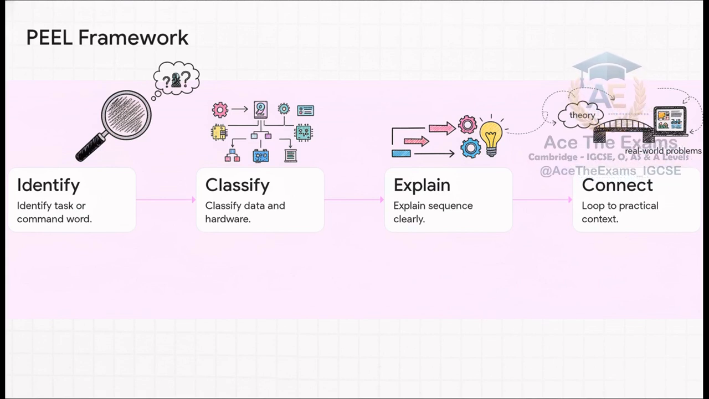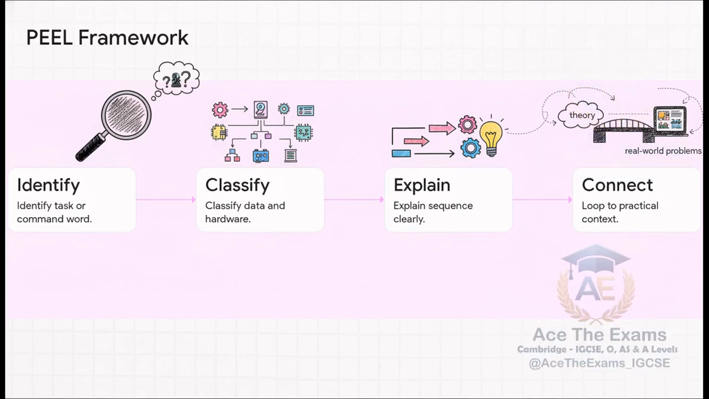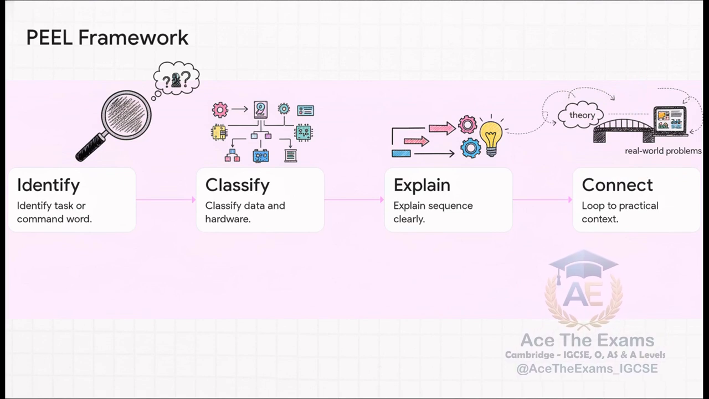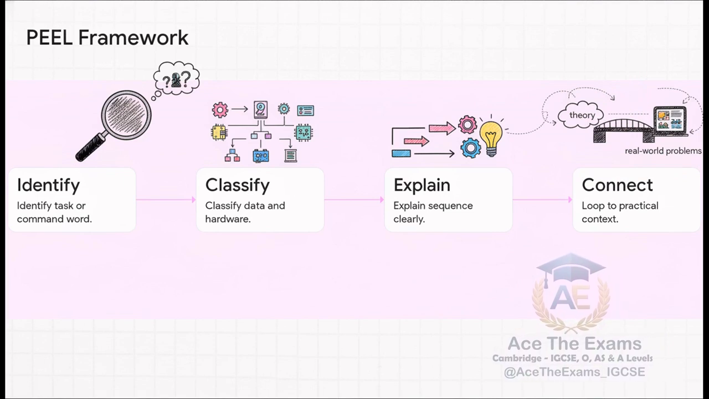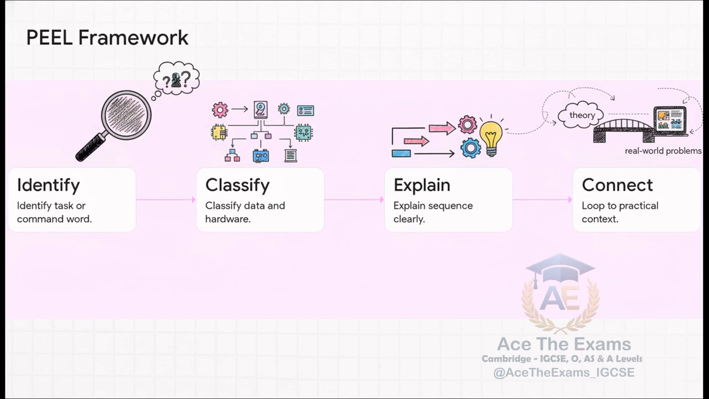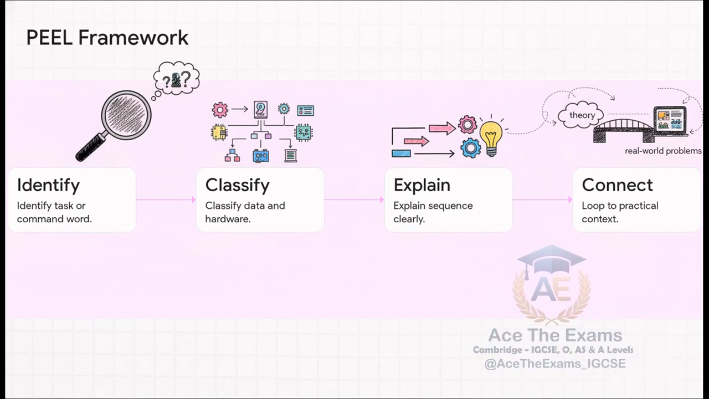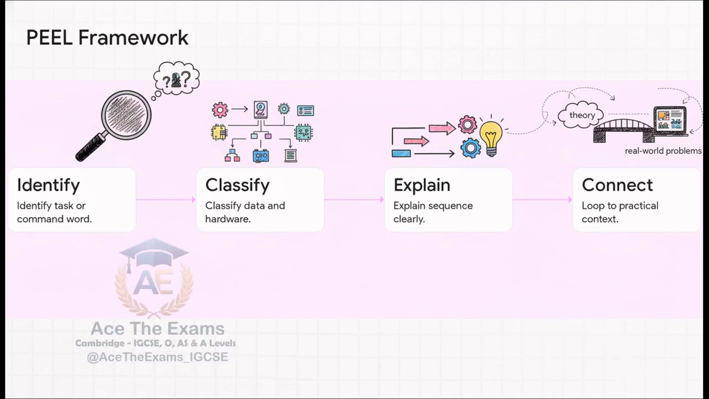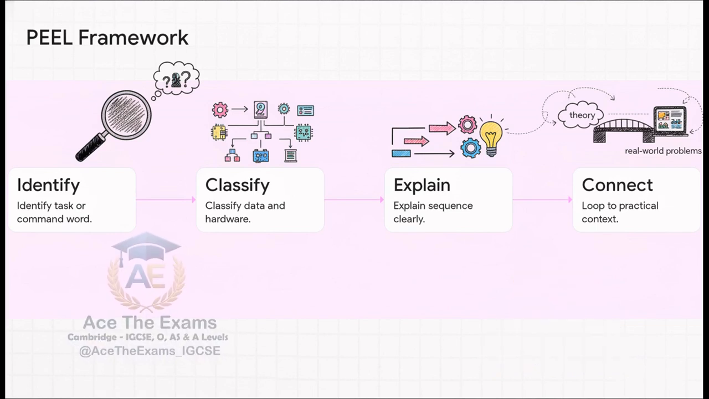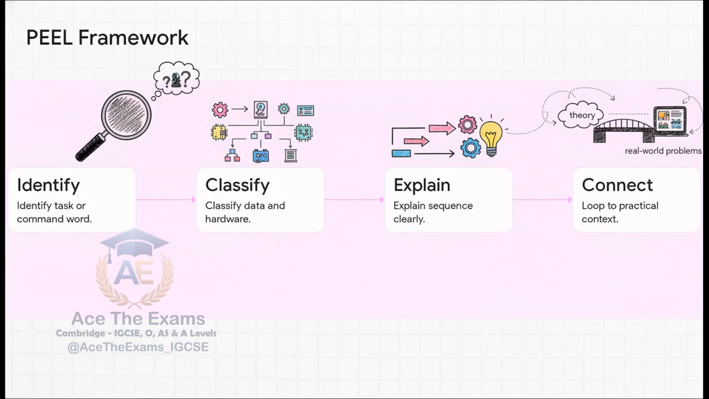Connect to context. This is the link part in the Peel framework. Point, evidence, explanation, link. You have to actively loop your highly technical explanation right back to the practical consequence for the actual user, the system, or the organization that was mentioned in the exam prompt. This specific framework forces you to build an unbreakable bridge between abstract computer science theory and real-world digital problems.